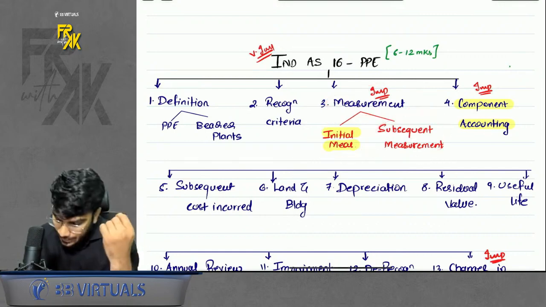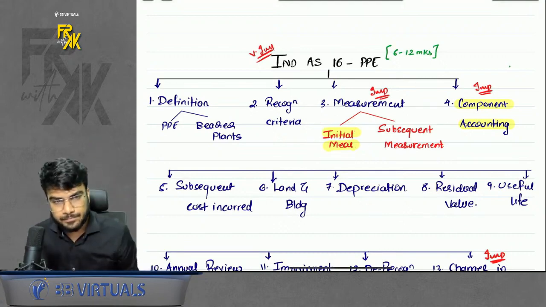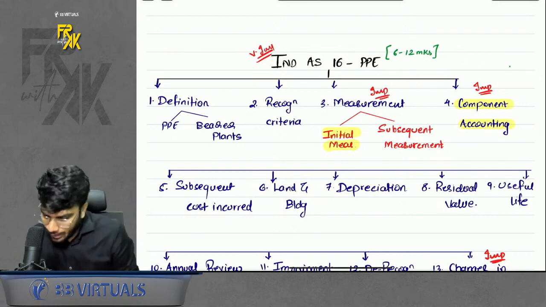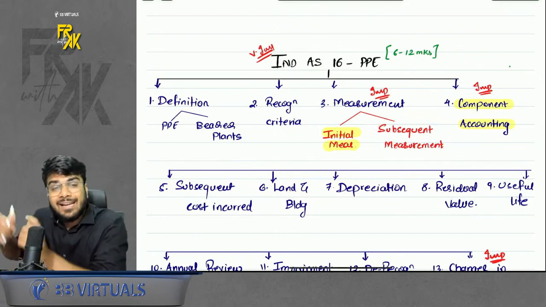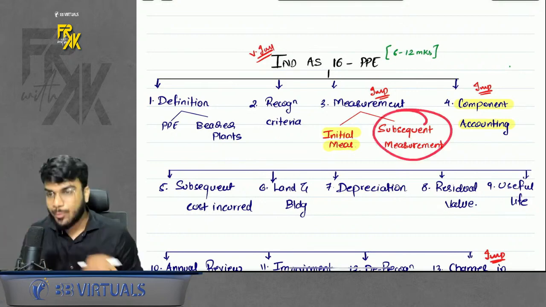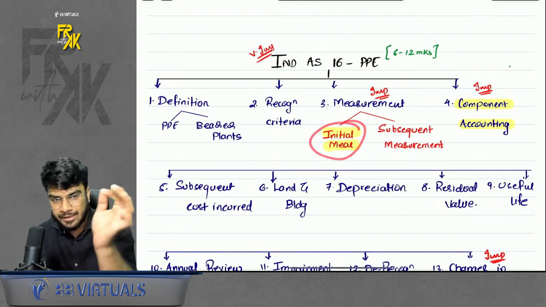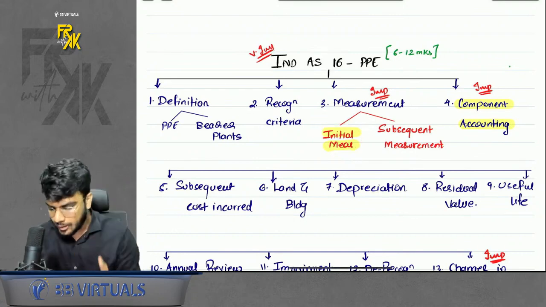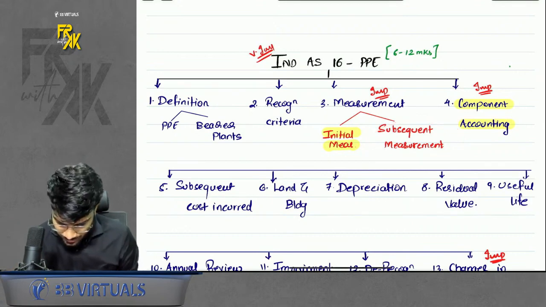So what is the meaning of this? Initial means at what value will you record the PPE on day 1? That is the meaning of initial measurement. And what is the meaning of subsequent? At what value will you record the PPE at every year end? At what value will you record the PPE on day 1? Initial measurement. And at what value will you record the PPE on every year end? Subsequent measurement. Right?